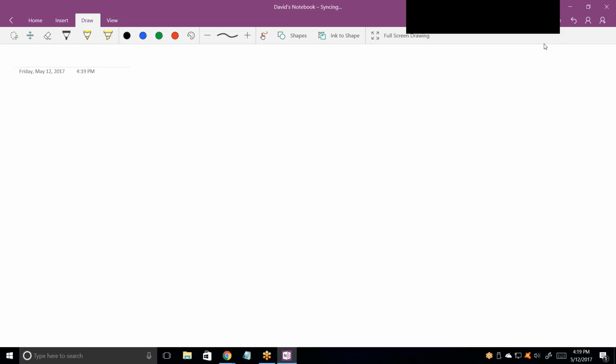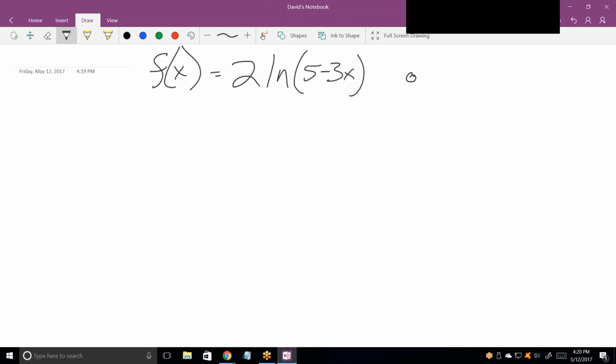And then here is another one, and it's determine if f and g are inverses of each other. f of x equals 2 natural log, and then parentheses 5 minus 3x. What's g of x? g of x is 5 minus e exponentiated to the x over 2, and then all of that divided by 3.